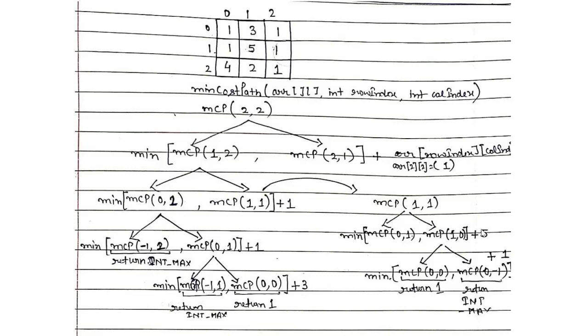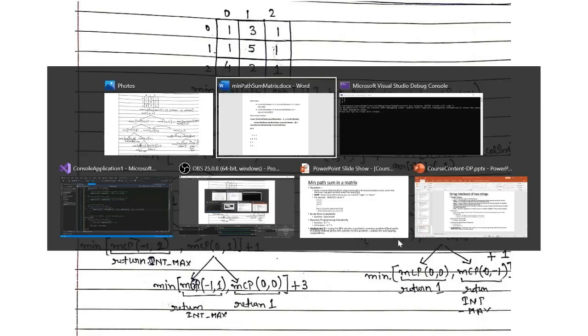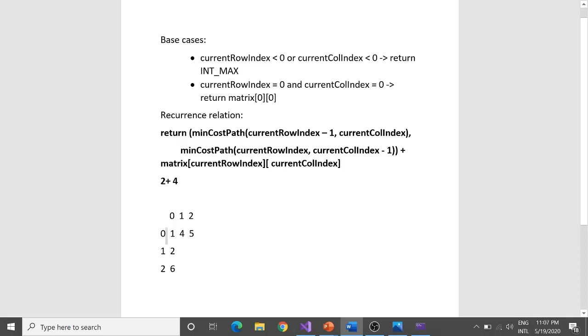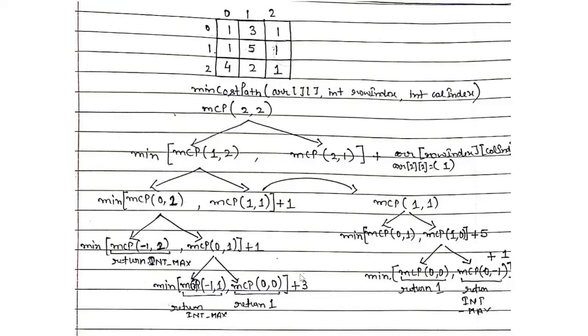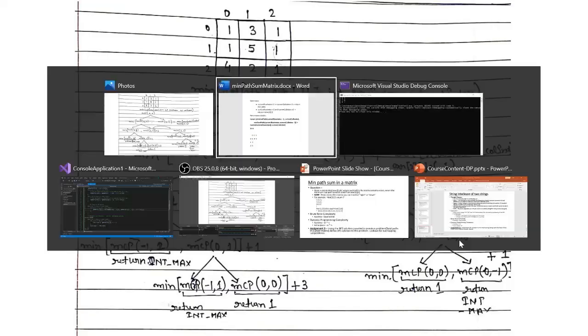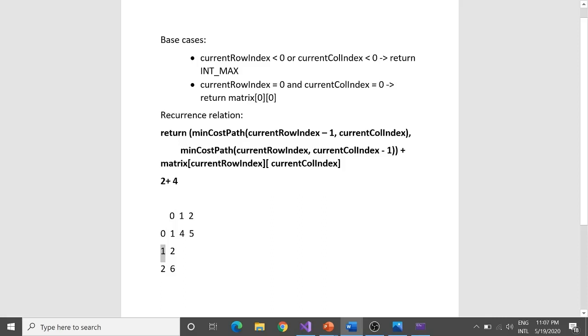So what is the answer to my subproblem min cost path of 0 1? Where can I find it in my DP matrix? I can find it over here: for 0 1, the answer is 4. And for min cost path of 1 0, the answer is 2. So I will be taking the min of them. The min of them is 2.